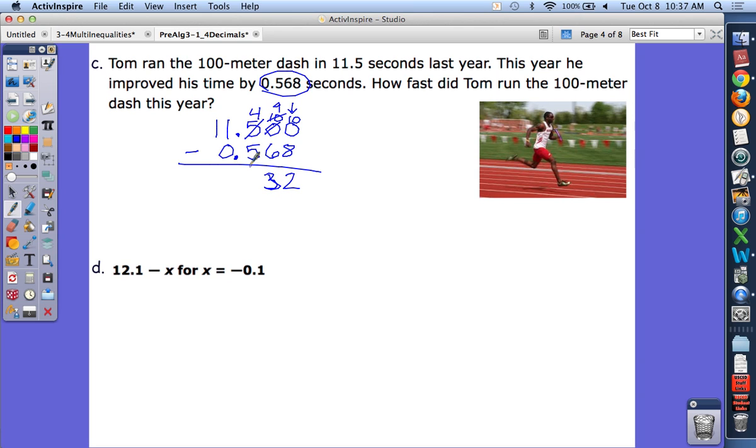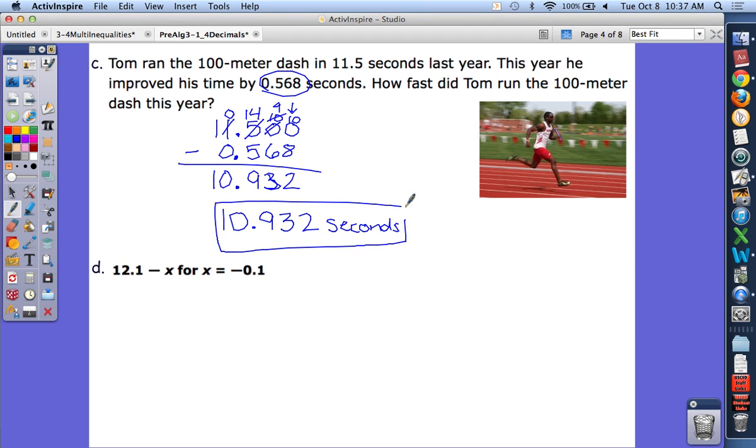Oh, I run into the same problem again. 4 minus 5, I can't do that, so you're going to have to carry again. Go to the 1, make the 1 a 0, and take the 1 over to the 4, making it a 14. Now I have 14 minus 5, that's 9. Drop the decimal right down. And 10 minus 0 is 10. So his new time was 10.932 seconds. Anytime you have a word problem, make sure that you have a label on your answer. You want to have some sort of label. In this case, we're talking about the time in seconds.